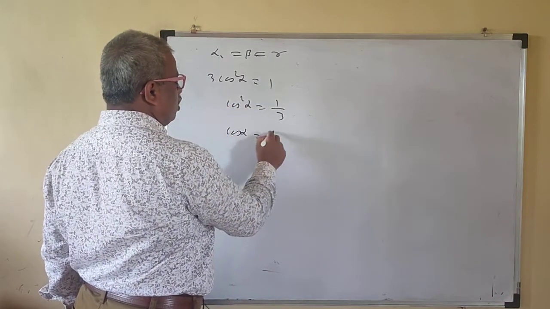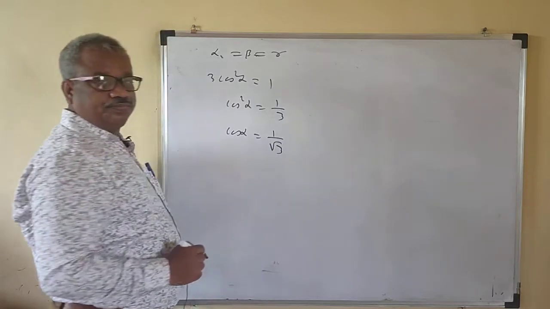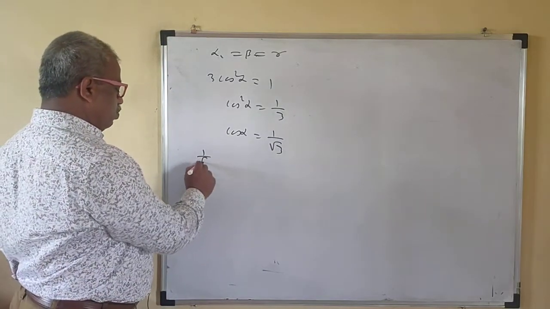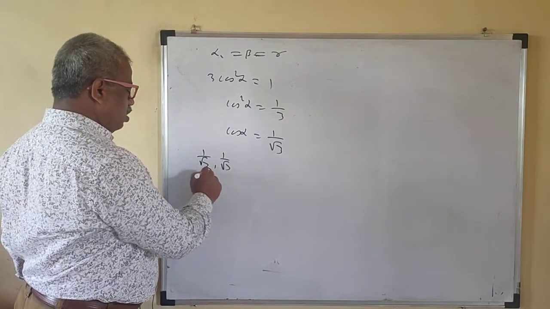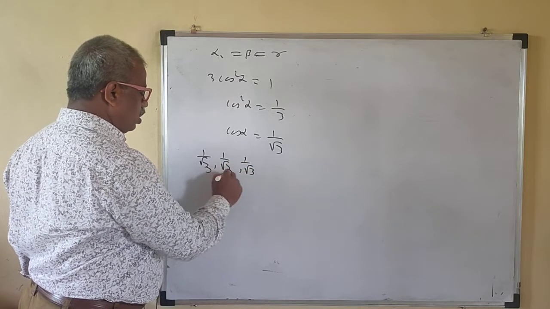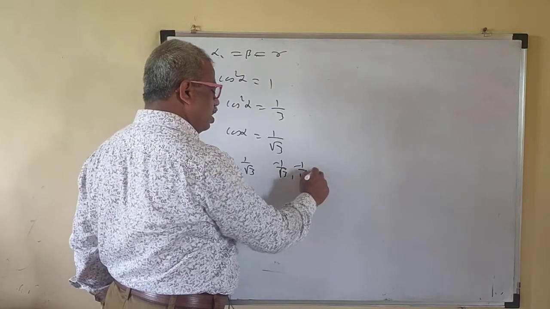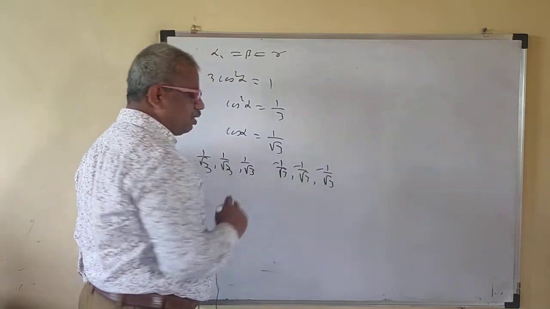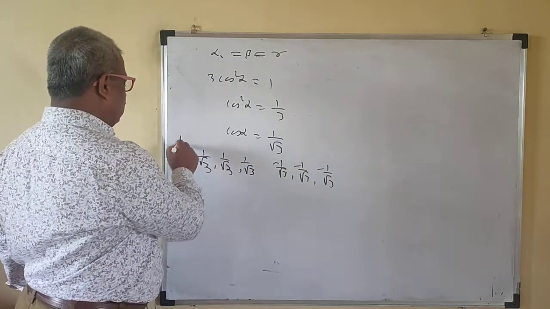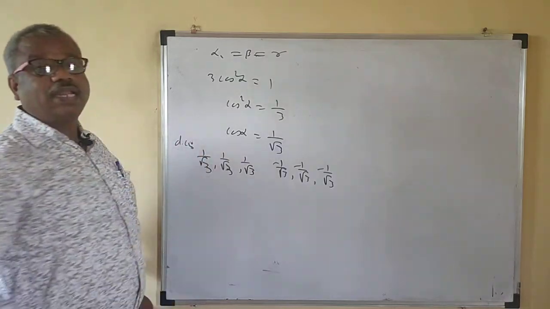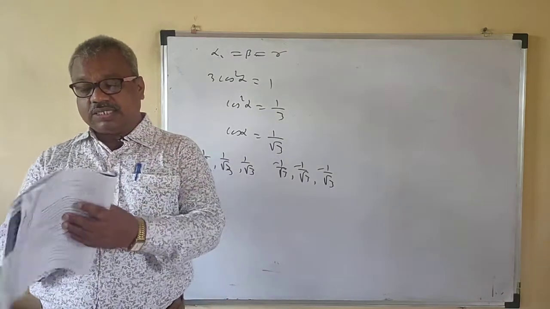So cos alpha is 1 by root 3. Then the DCs are 1 by root 3, 1 by root 3, 1 by root 3, or minus 1 by root 3, minus 1 by root 3, minus 1 by root 3. These are all the possible DCs. If they are equally inclined, then the DCs are these.